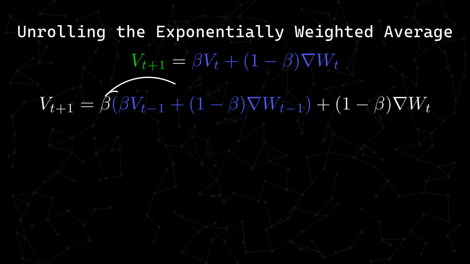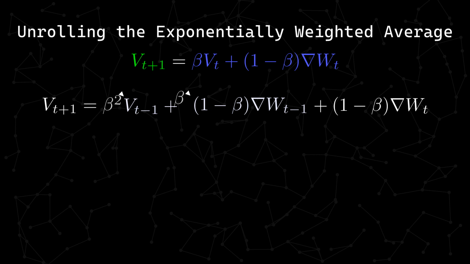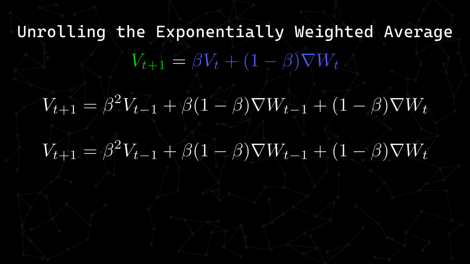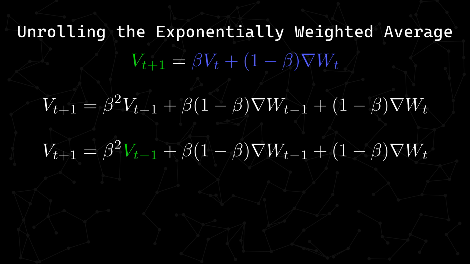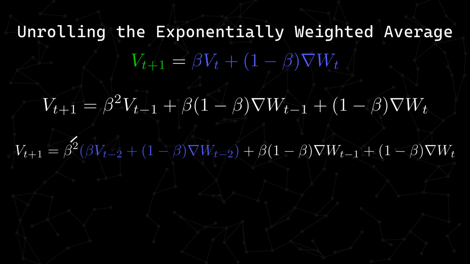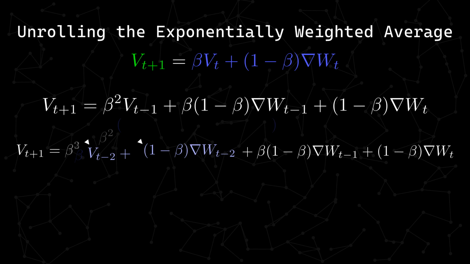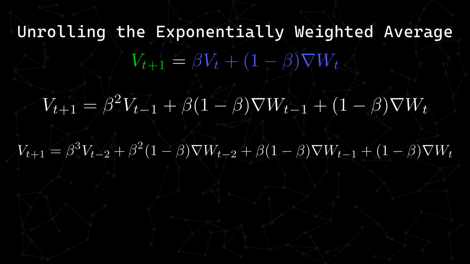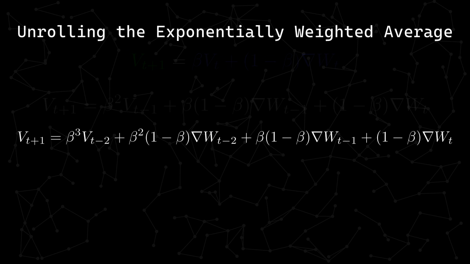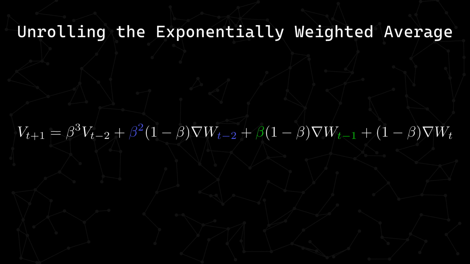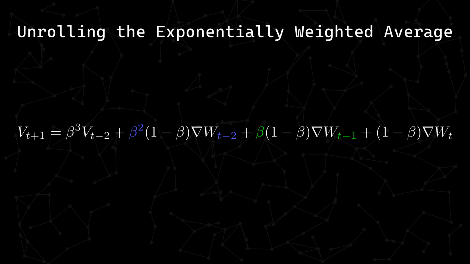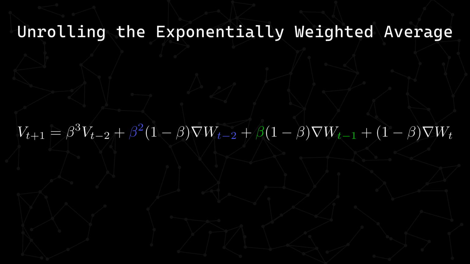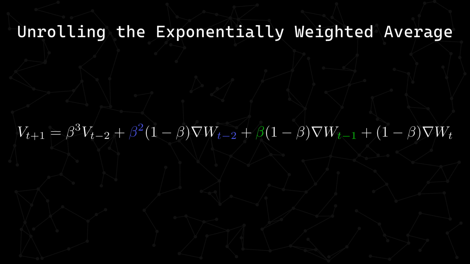If we unroll the above equation, we see how this is so. V sub t plus 1 is a function of V sub t. V sub t is a function of V sub t minus 1, and so on and so forth. All I'm doing on screen is replacing each V term with the full equation for velocity and distributing the betas. Looking closer, the older a gradient is, the higher the exponent of the beta it's being multiplied with is. Since beta is always less than 1, this assigns a smaller weight to older gradients.